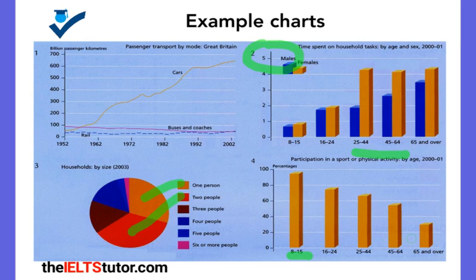So what we've just discussed here are the trends. For chart number 2, men are not expected to share the housework with women 50-50. Chart number 3, living alone is normal and acceptable, and big families are not very common. Chart number 1, the trend is that people travel more than they used to, and they travel many more miles by car. And chart number 4 is that younger people spend much more time on physical activities than older people. So these are the trends that you should be mentioning in your overview.